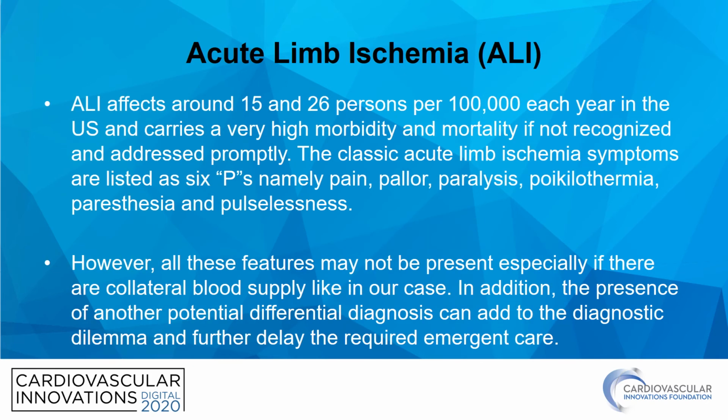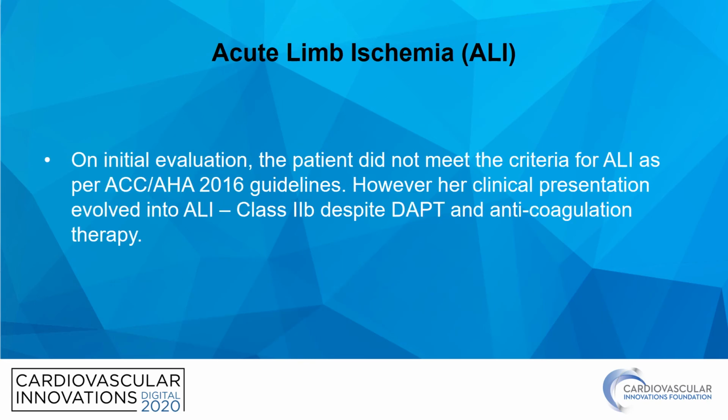Acute limb ischemia affects around 15 to 26 persons per 100,000 each year in the United States and carries a very high morbidity and mortality if not recognized and addressed promptly. The classic 6Ps may not be present, especially if there are collateral blood supply, like in our case. In addition, the presence of another potential differential diagnosis can add to the diagnostic dilemma and further delay the required emergent care. On initial evaluation, our patient did not meet the criteria.